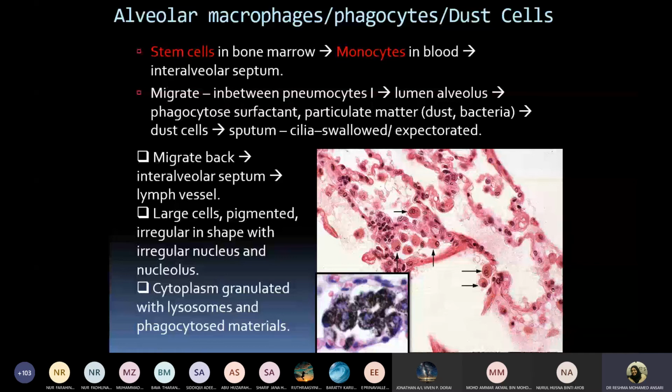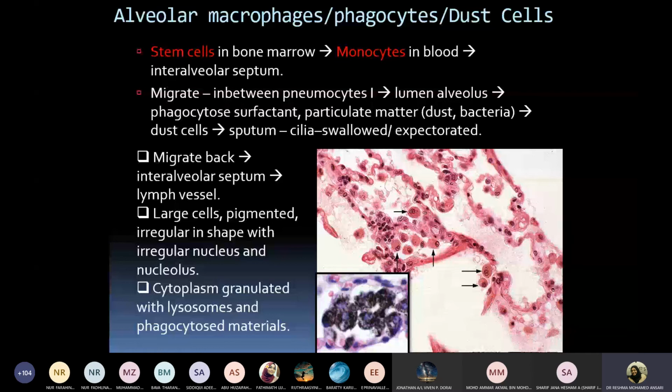It will then be pushed by the cilia. It will be pushed upwards, so it will induce a cough reflex. You don't have cilia in the lungs, so we start inducing a cough reflex. It will be brought up, then the cilia will help to either spit it out, or if it's babies, they will just swallow the saliva. Once their function is over, they move back to the interalveolar septum and enter into the lymph vessel. These cells are large. They are usually black in color because the phagocytosed material gives this black color to the macrophages.